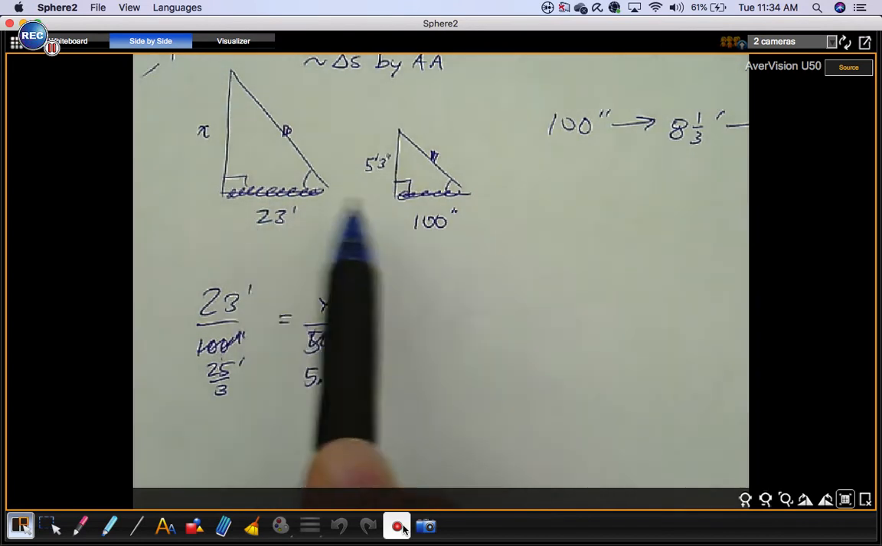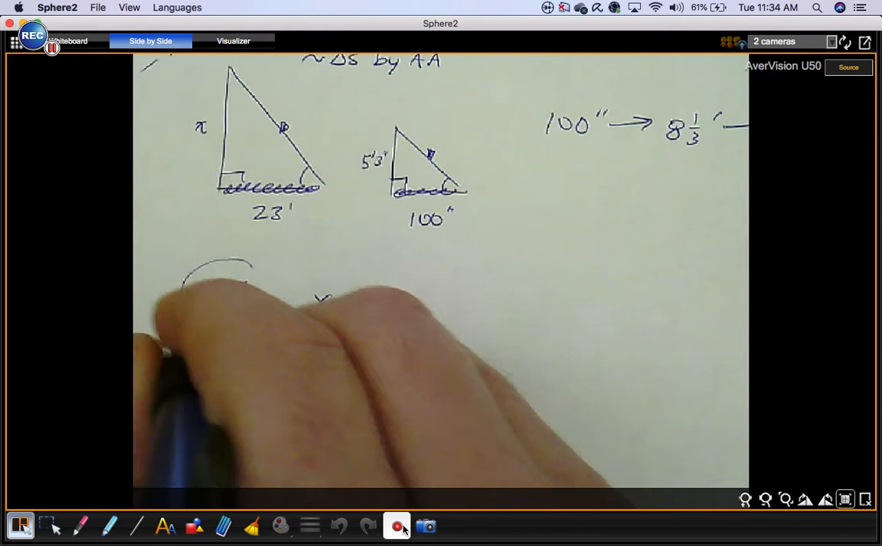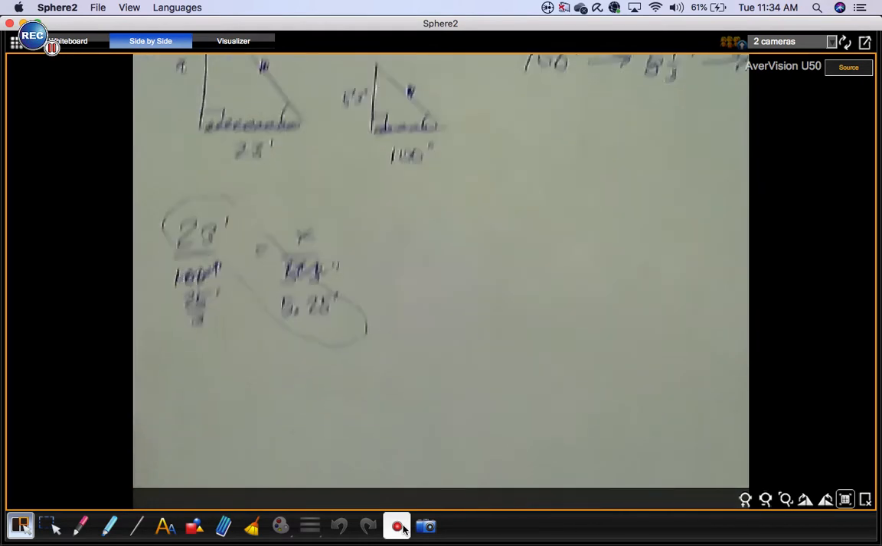Okay, so we have two similar triangles, cross multiply. So we're going to take 23 times 5.25.